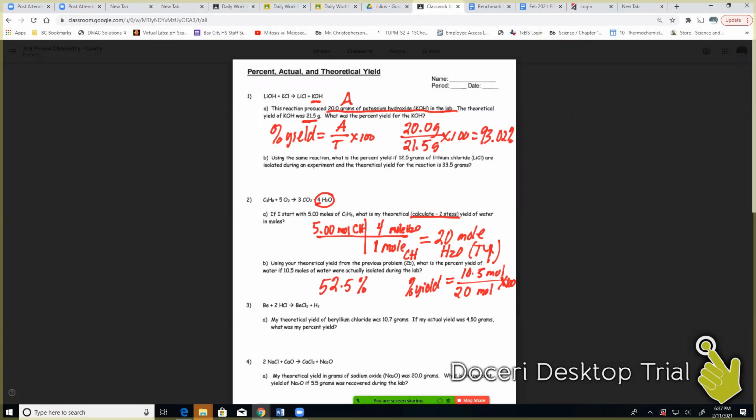So the rest are like that. There's quite a few that are this easy. You just fill them in. But there's some that don't give you the theoretical. If it doesn't come out and say the theoretical is this amount, that means you're going to have to do a mole to mole problem to get your theoretical and then use it along with the actual to figure out the percent yield.